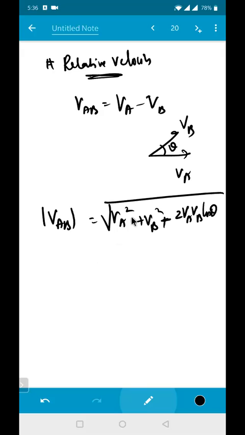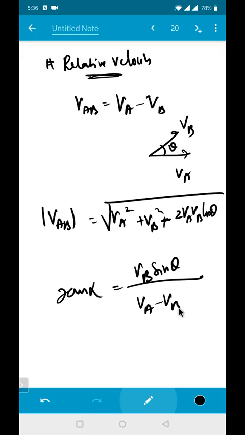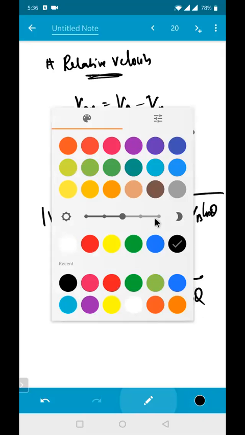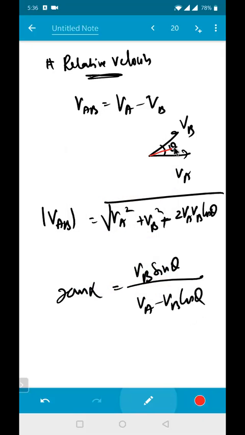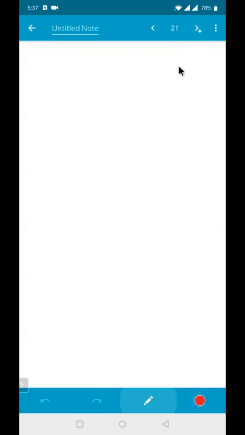If it is making an angle, say for example this theta, and I'm writing for the direction, then tan alpha is equal to VB sin theta divided by VA minus VB cos theta. So this will be the resultant, making an angle alpha, the relative velocity of A with respect to B. These are some of the standard formulas which you should be able to remember while doing problems related to river and boat problems.